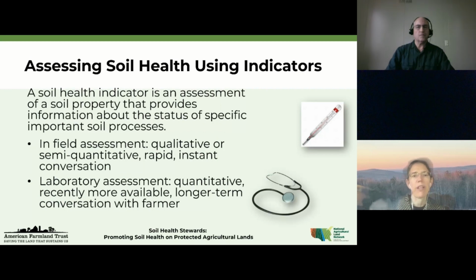So when we're talking about assessing soil health with indicators, what that means is that we pick an indicator that's an assessment of a soil property and what that means about the functional status of that soil. Are the soil processes that are supposed to be working actually working? So an in-field assessment can give you really good qualitative or semi-quantitative information. It is usually very rapid. It can lead to instant conversation. It's a really great demonstration tool. It's used by NRCS, by conservation planners who go out and assess resource concerns. And it's basically a way to go in the field and get some quick information right away.